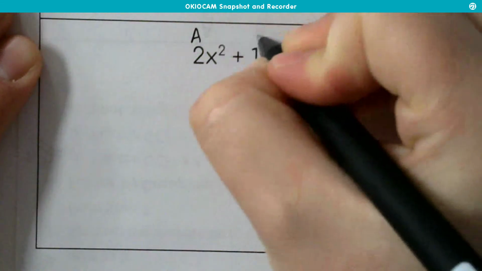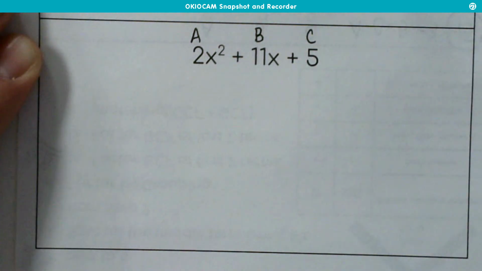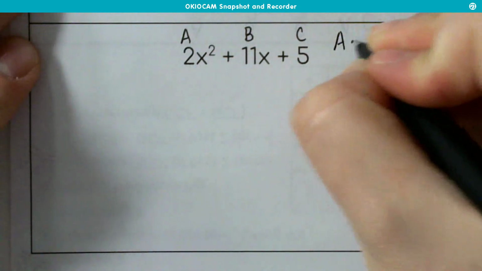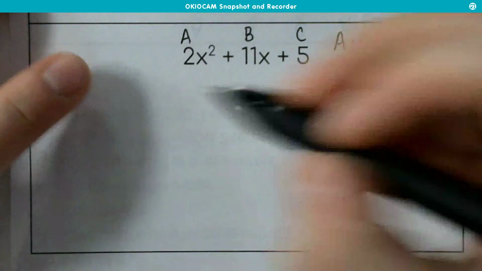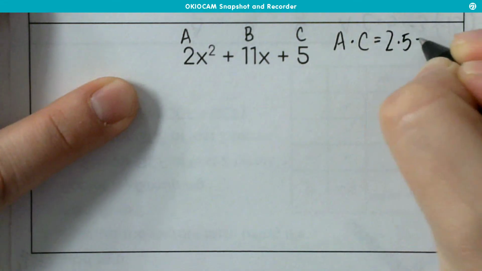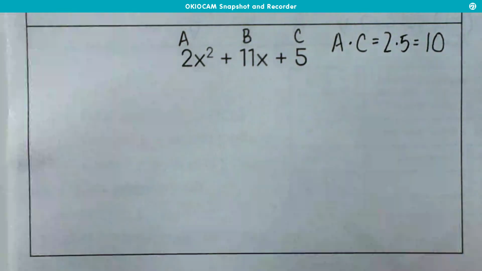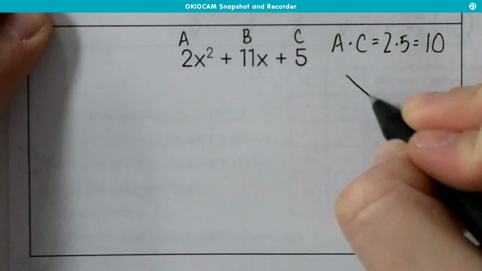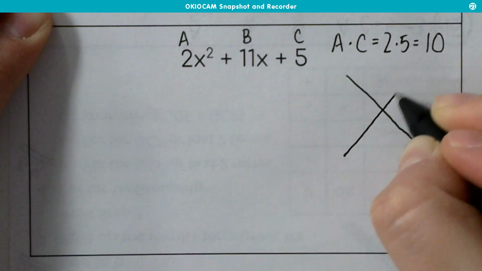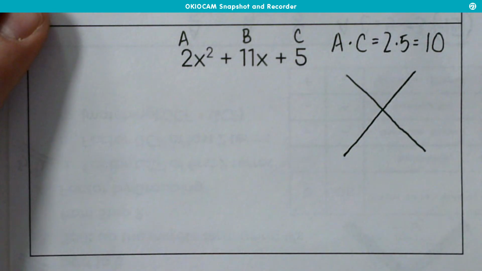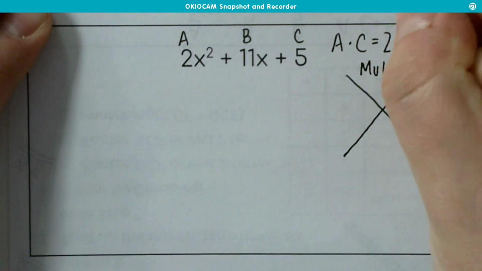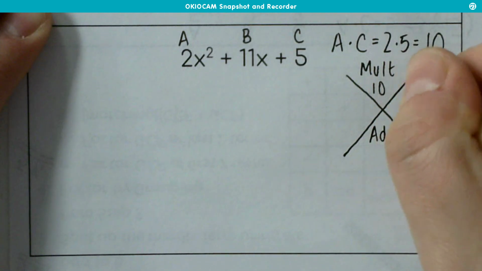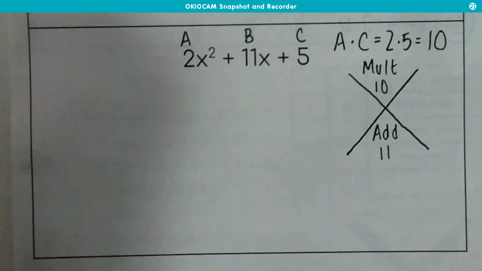I'm going to put down my A, B, and C. And I'm going to go ahead and multiply together A times C. That's always my first step. So AC is 2 times 5. 2 times 5 is 10. Then I'm going to make my magic X. I am looking for two numbers that multiply to 10 and add together to be 11, because that's my B, that's my middle number.